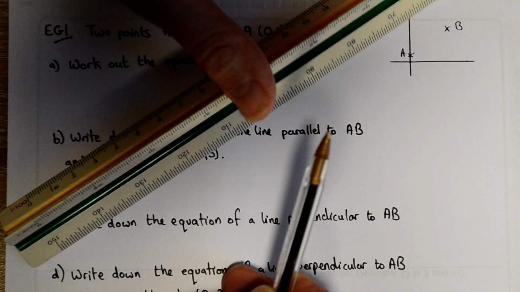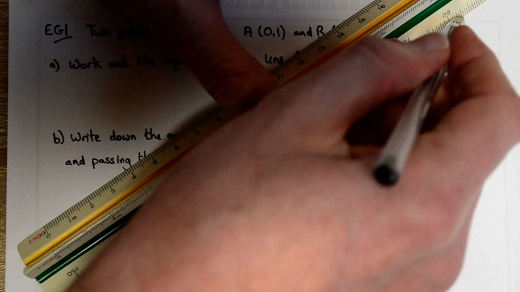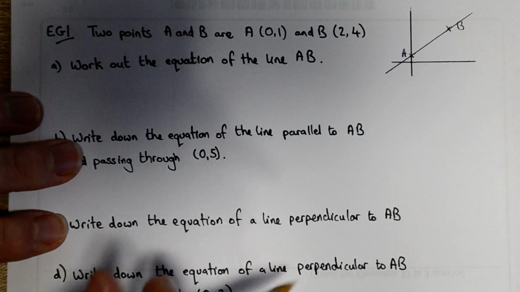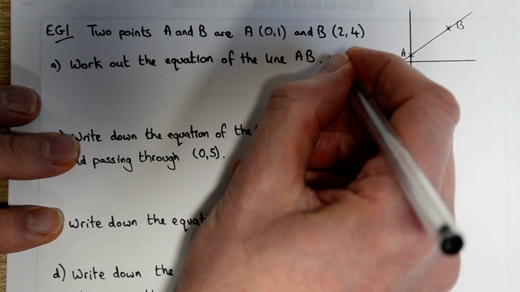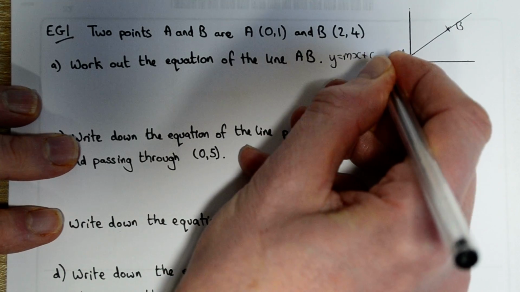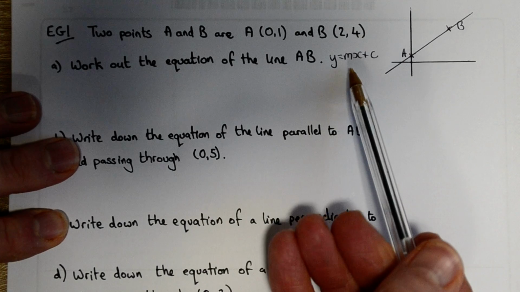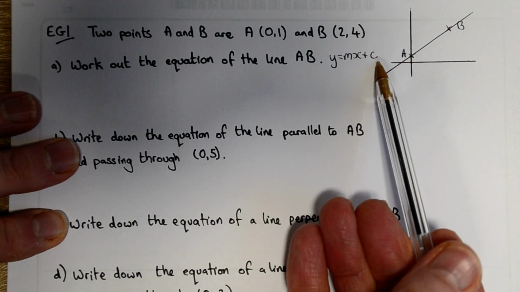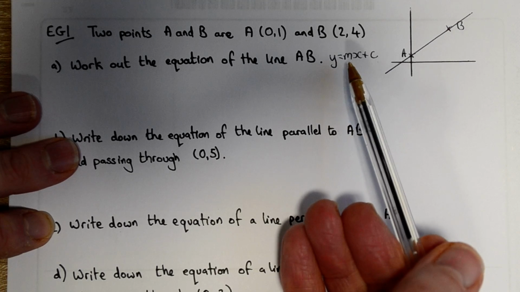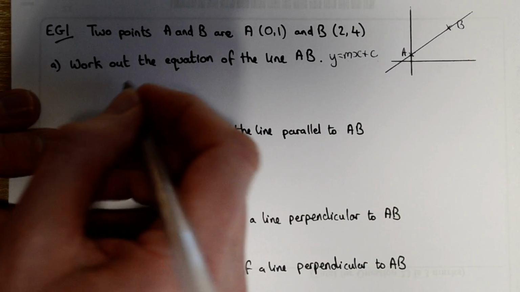So let's draw in the line. To find the equation of the line, we know it's going to be in the form y equals mx plus c. And so what we need to find out is the gradient and the y-intercept. Then put those values in and we've got our equation. So first of all, what's our gradient?